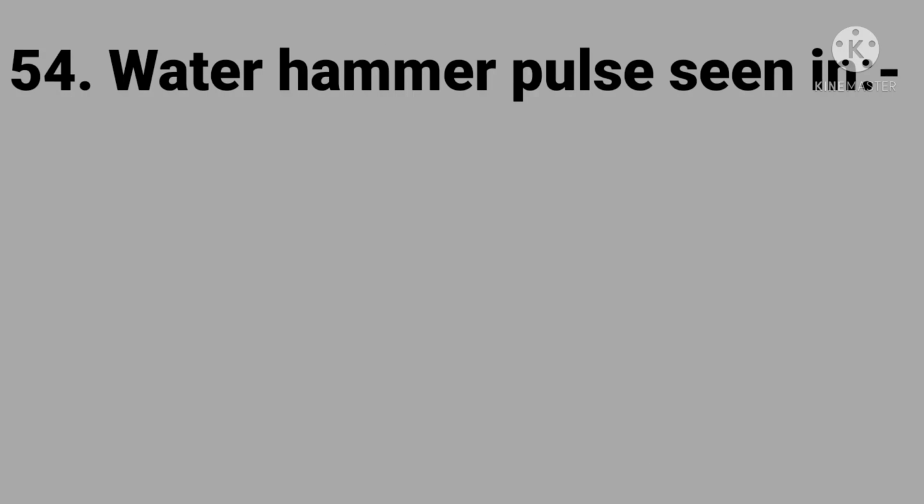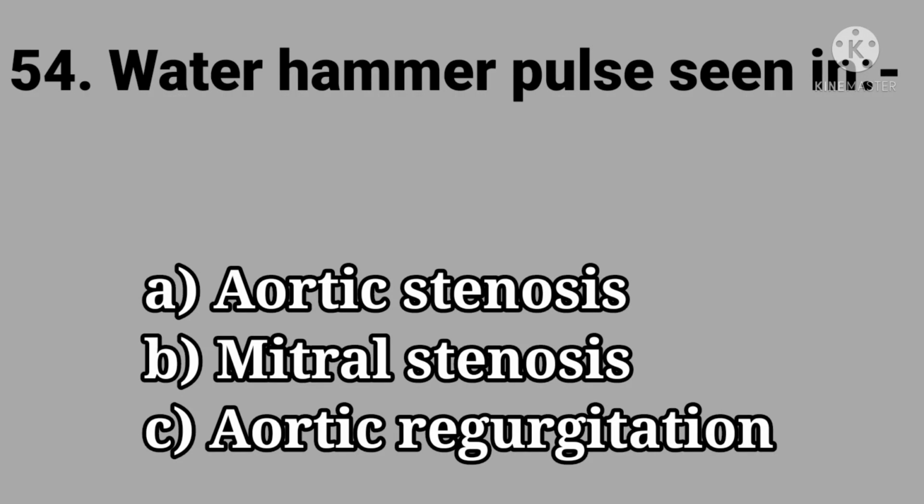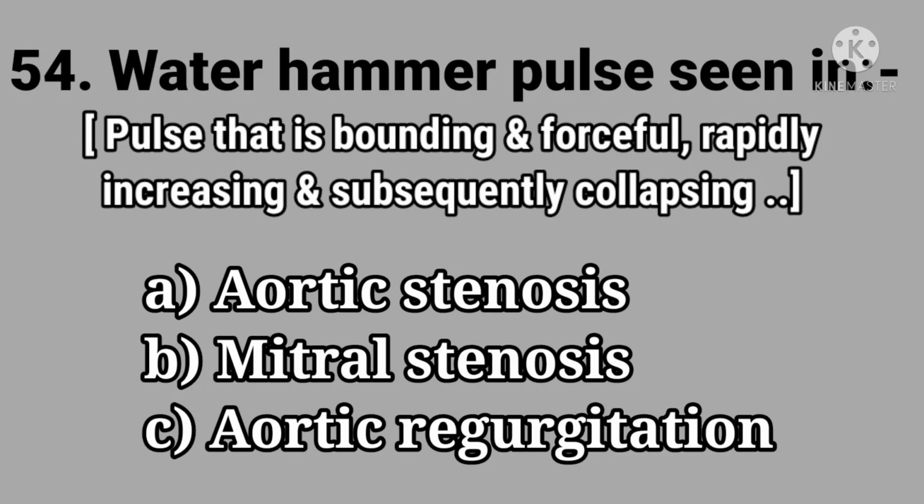The next question, water hammer pulse is seen in. The options are aortic stenosis, mitral stenosis, aortic regurgitation. Water hammer pulse means a pulse that is bouncing and forceful, rapidly increasing and subsequently collapsing. The water hammer pulse is seen in, and the answer is aortic regurgitation.